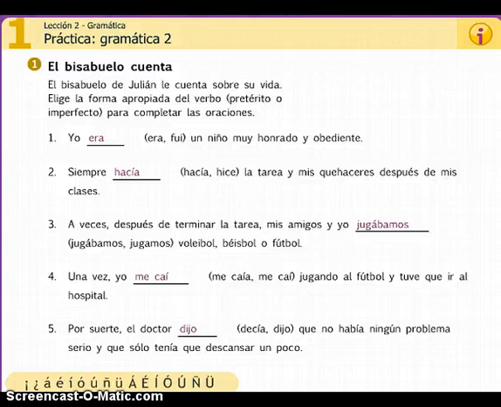Vamos a checar nuestras respuestas. You can see that 1 through 3 I picked imperfect verbs because Julián's great-grandfather was talking about how things always used to be, what he was like, the activities that he used to do. But then 4 and 5 were in the preterite because it was talking about a specific event that occurred when he fell playing soccer and he had to go to the hospital and what the doctor said. Those are really specific events and actions, so that's why I use the preterite.